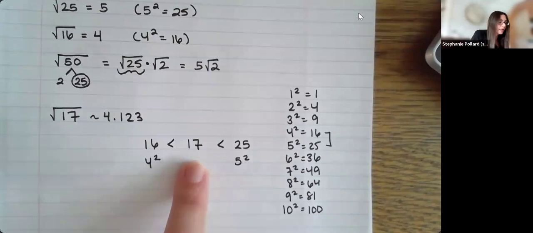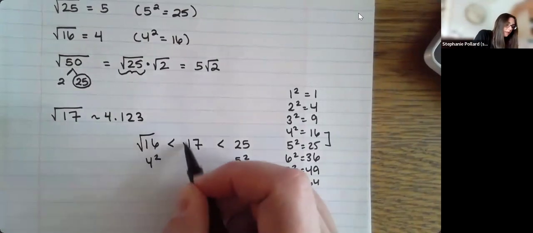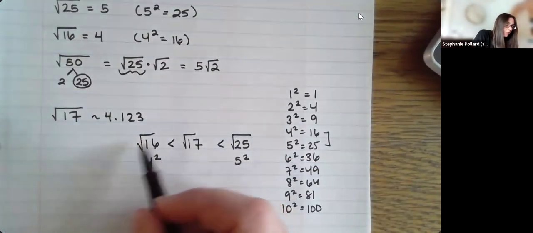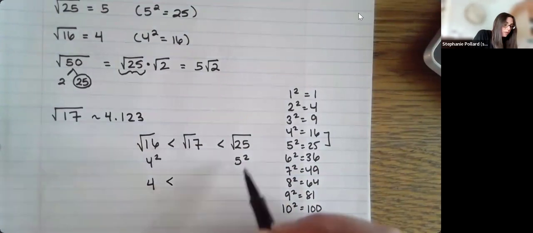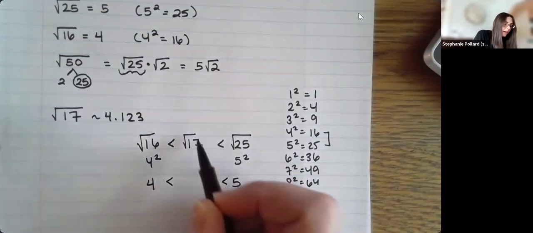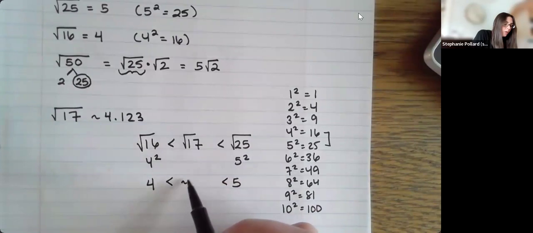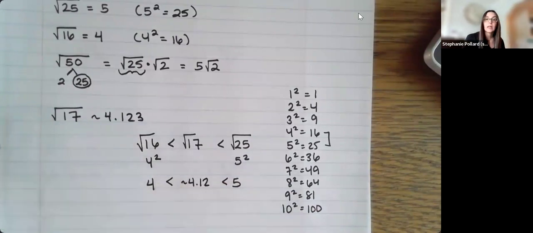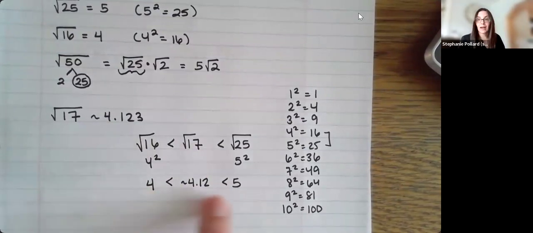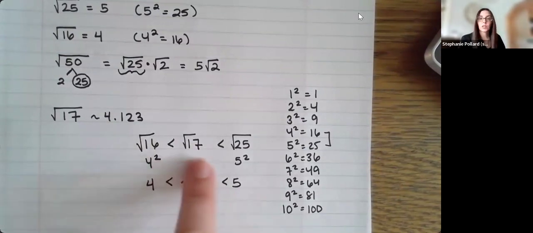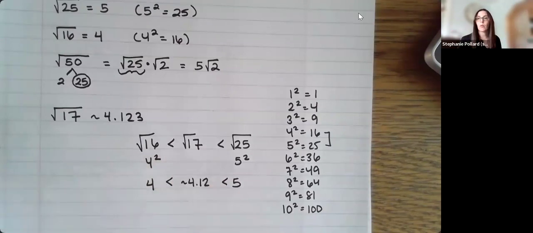And if you think about taking the square root of all of these, well, the square root of 16 we said is 4. The square root of 25 we said is 5. And then using our calculator here, we got about 4.123. So this makes sense, right? Because that value is right in between 4 and 5. So we can use the surrounding squares to kind of approximate where it's going to be or get an estimation.